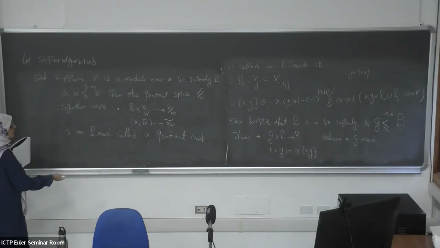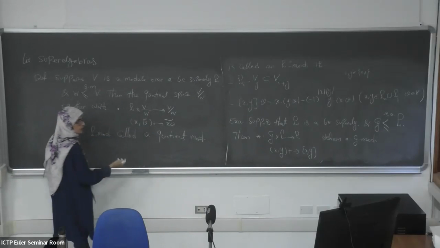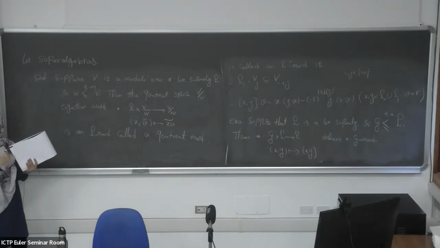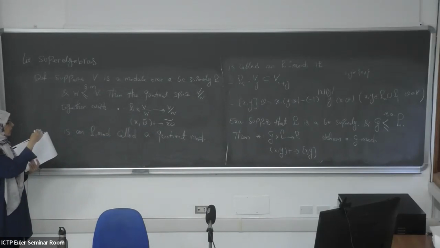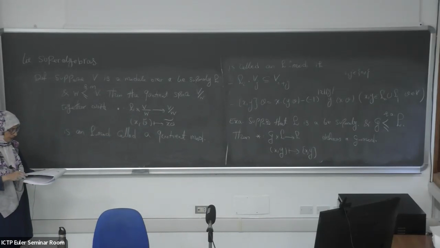And again, you can see that all submodules of this quotient are just a quotient U over W, where U is a submodule of V containing W. Okay.